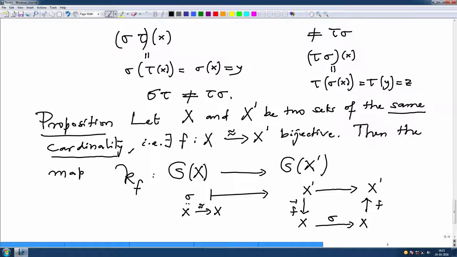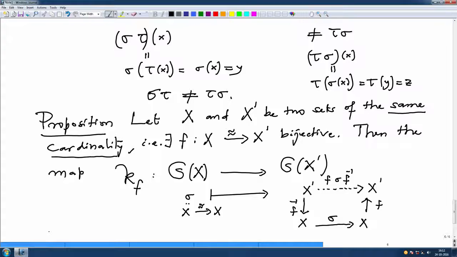So this is the map we were looking for. Let me draw it as a dotted arrow. So first f inverse, then sigma, then f. So this map is f inverse sigma f, which is indeed a map from X prime to X prime. This is bijective, this is bijective, and this is bijective. So a composition of bijective maps is bijective. Therefore we indeed have a map from S_X to S_X prime, and this is a group isomorphism.